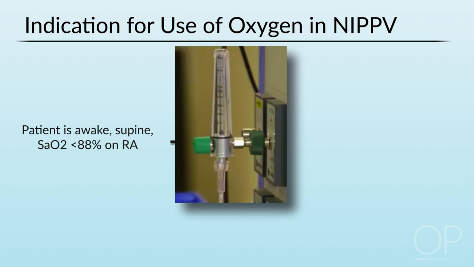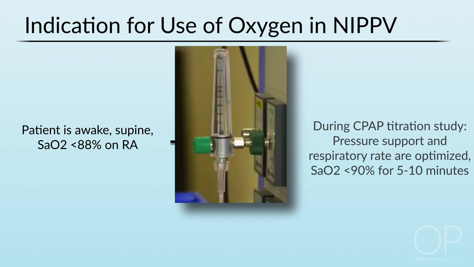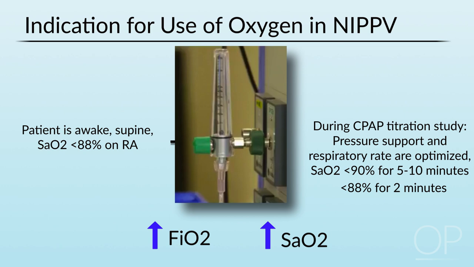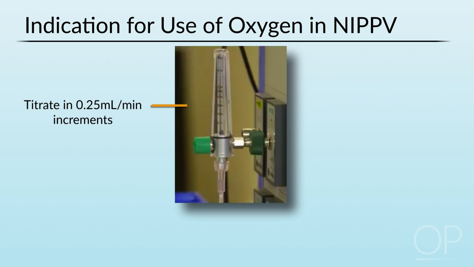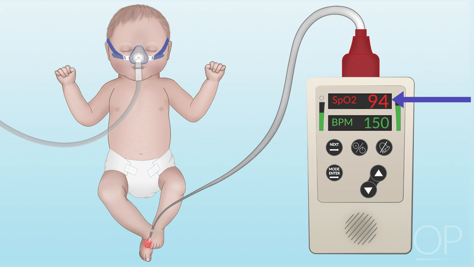Typically, when somebody's awake saturation is less than 88 on room air, those patients invariably need oxygen both awake and during sleep. But during a CPAP titration study, when the pressure support and the respiratory rate have been optimized and you have eliminated all the obstructive and central events, but the patient's saturation is less than 90% for about 5 minutes or more, or less than 88% persistently for more than 2 minutes, we will consider adding oxygen. The idea of adding oxygen is to improve the FiO2 and increase their oxygenation and hence oxygen saturation, while your positive pressure ventilation has failed to improve oxygenation in spite of optimizing the respiration. We start with a minimum oxygen flow of 0.25 liters per minute, and we titrate in 0.25 liters per minute increments to maintain the saturation about 94 to 96% as requested by the ordering provider.